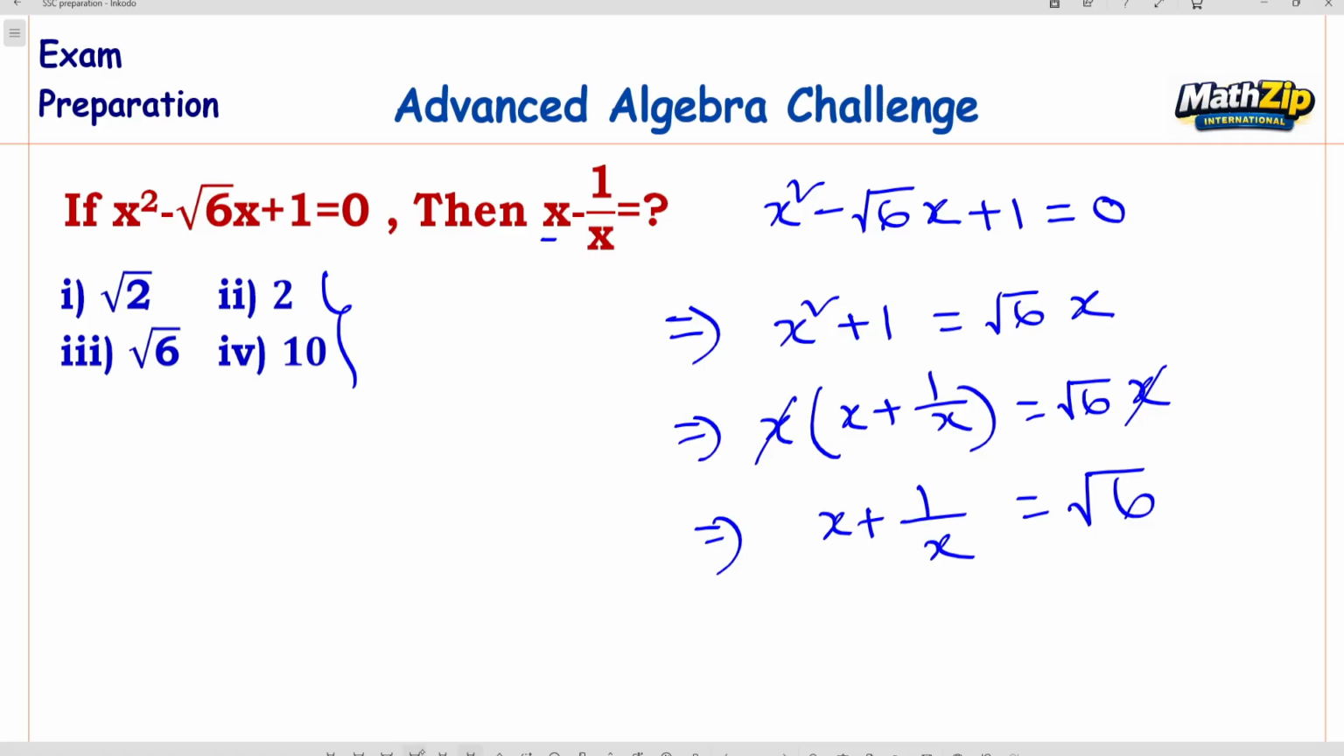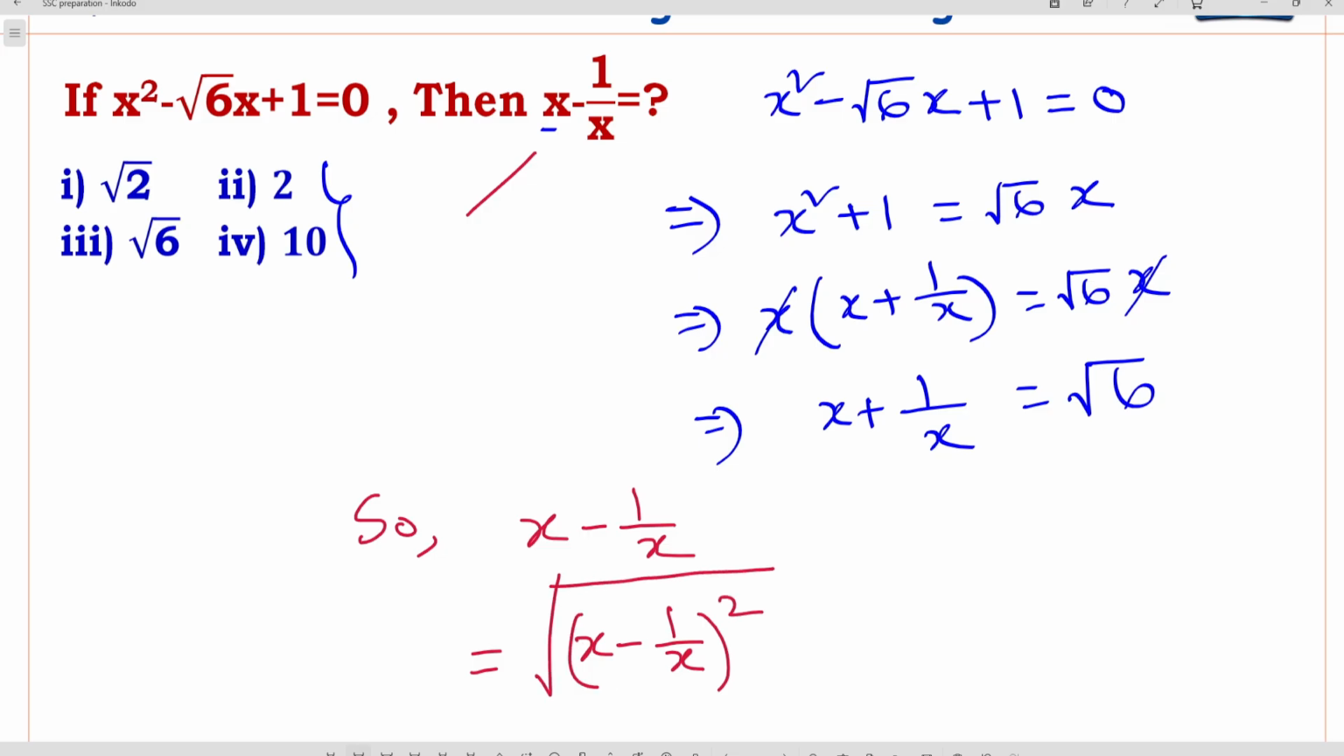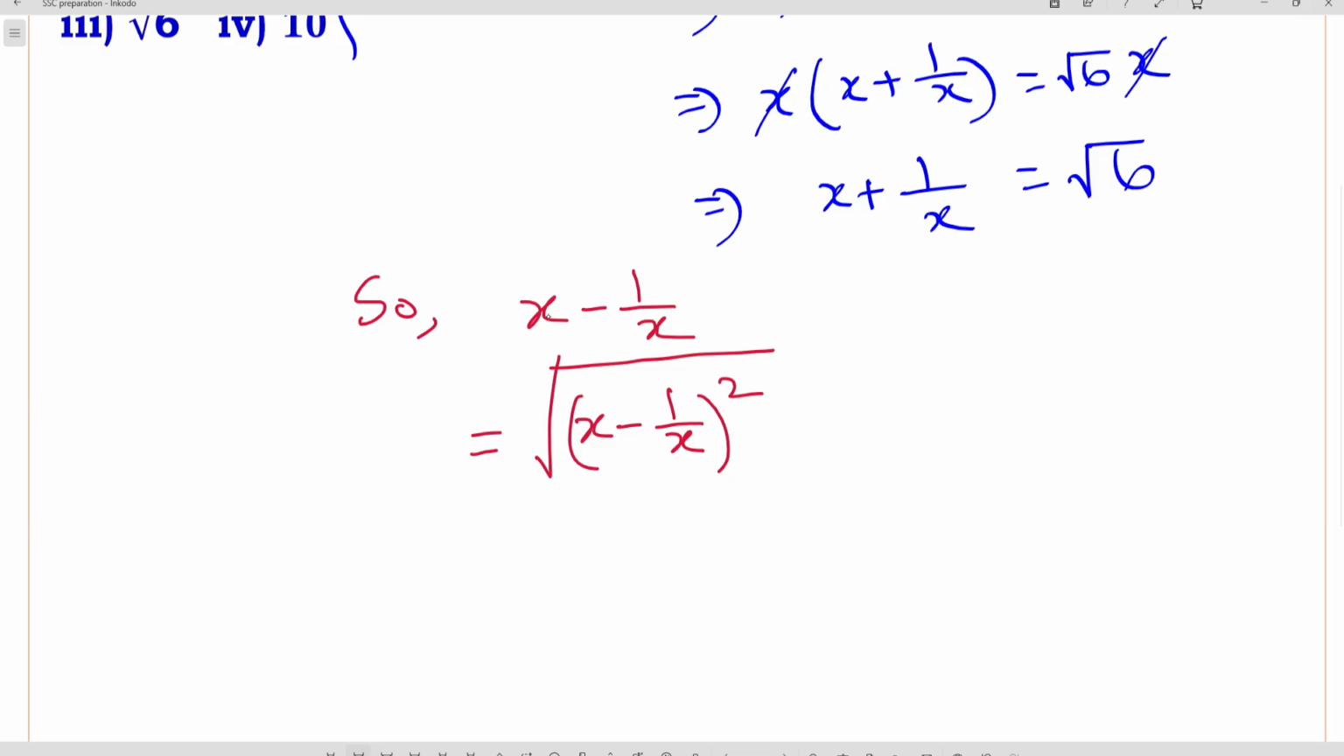Okay, but our target is to find out x minus 1 by x equals what? So again, we can write x minus 1 by x as the square root of x minus 1 by x whole square. It means the square root and the square cancel out, and we will get x minus 1 by x.